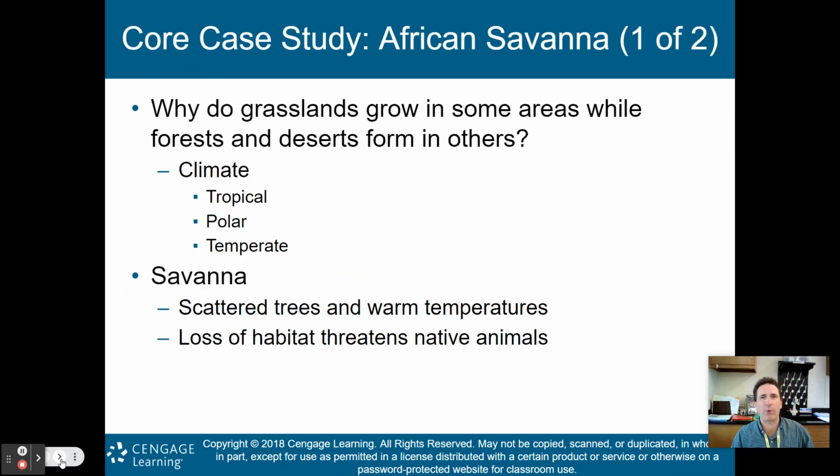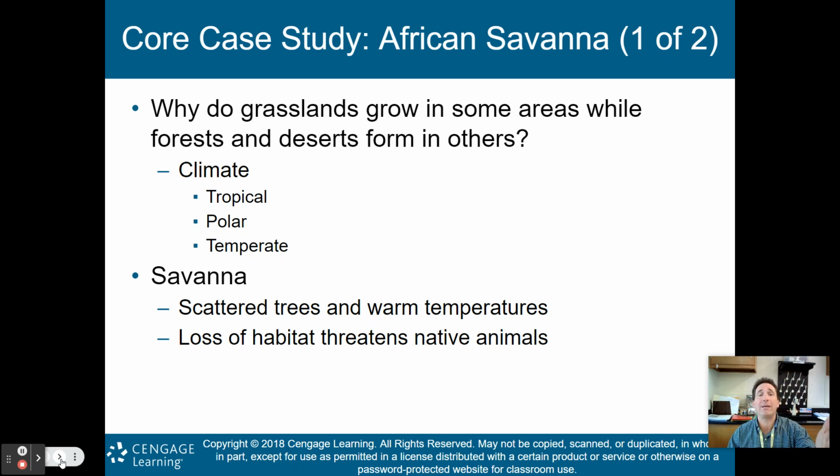All right, let's get right to it here. We're going to talk first about the African savanna. So why do grasslands grow in some areas while forests and deserts form in others? Well, that all has to do with climate, all right? And we're going to talk about that as we go through this chapter. Basically, the first part of the lecture today will be on weather and climate. Then the second part of the lecture will be on the terrestrial biomes that we're actually going to be discussing as we go through this chapter, or that terrestrial biodiversity, which is the terrestrial biomes that we'll talk about.